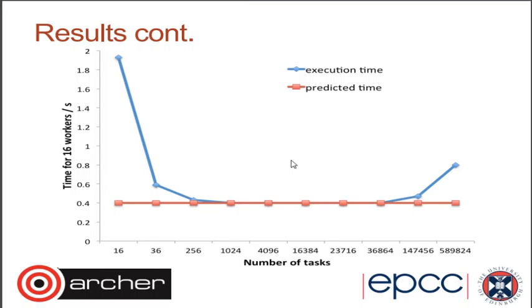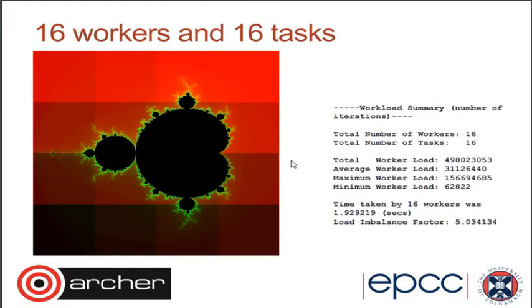So at that end of the graph, where the task size is too small, if you remember when we were looking at grid decomposition and granularity, at that end of the scale, if you make your task sizes too small, you start to feel the effects of parallelization overheads, for example, in this case, communication between the master and the workers. Any questions so far?